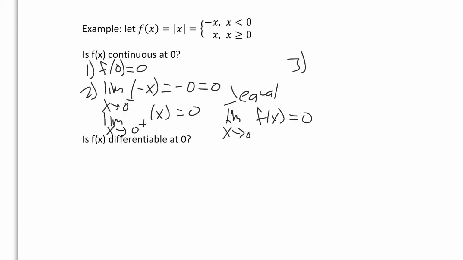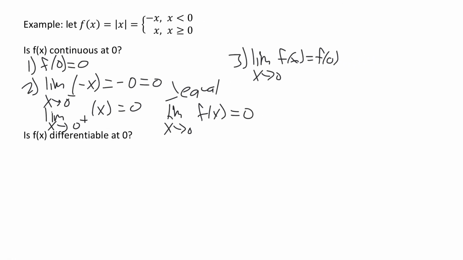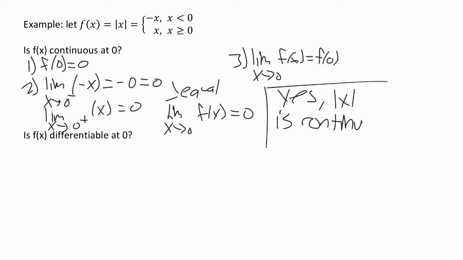So step 3, the limit as x approaches 0 of f of x equals f of 0, because 0 is equal to 0. So yes, we can say with absolute certainty, yes, the absolute value graph, absolute value of x, is continuous at x equal to 0.